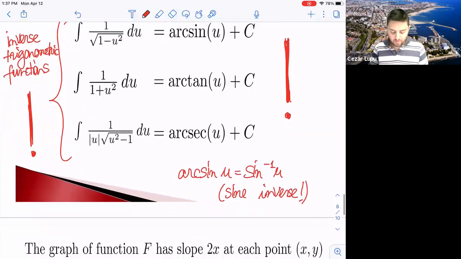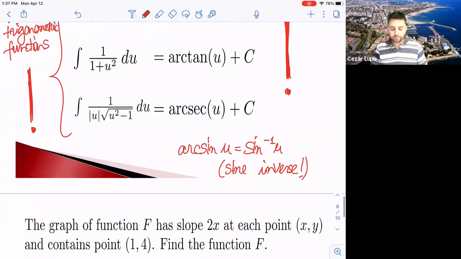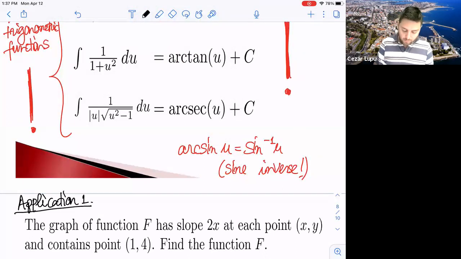And the first application I have in mind is the following. Look at this. So let's call this application 1. So this is the first application. The graph of a function F has slope 2x at each point of coordinates (x, y), and contains the point (1, 4). And we would like to find the function F.